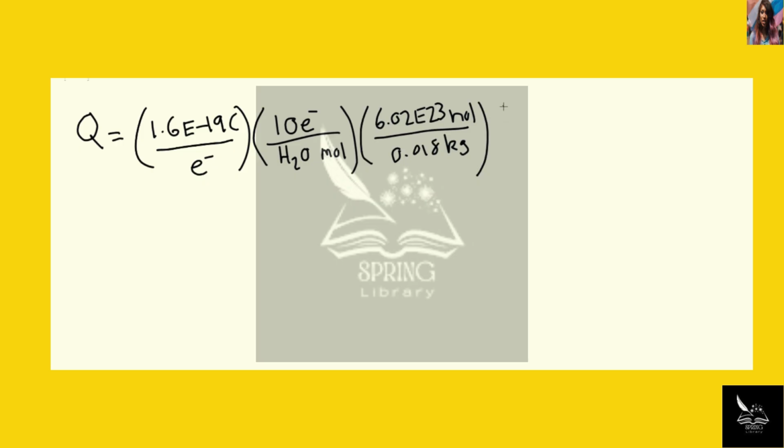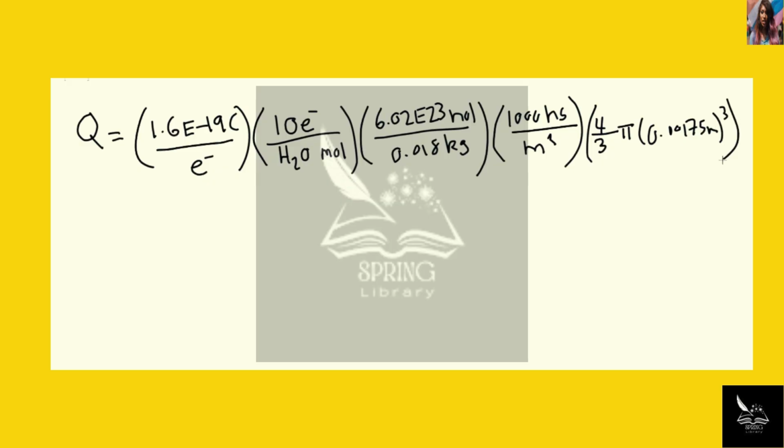We would then go from kilograms to volume. We would note that 1,000 kilograms per meter cubed is about the density of water. And we would multiply by the volume of our droplet, 4/3 pi times 0.00175 meters, the radius, cubed. After doing this huge conversion, we should end up with 1,203 coulombs.